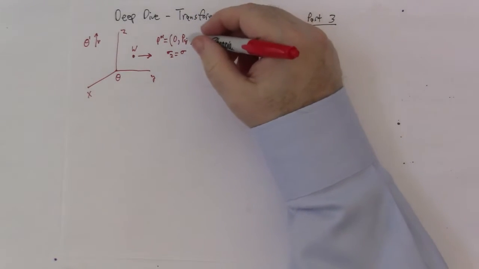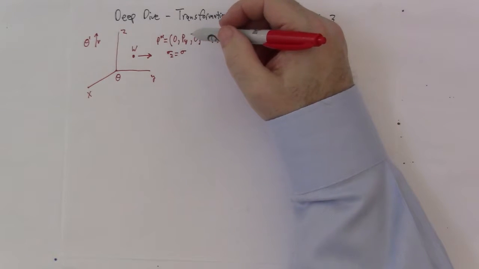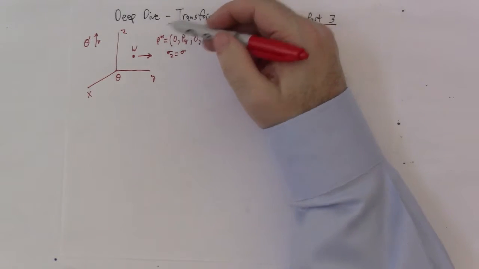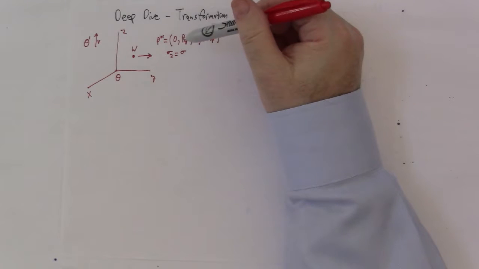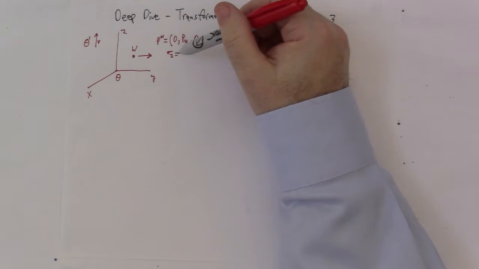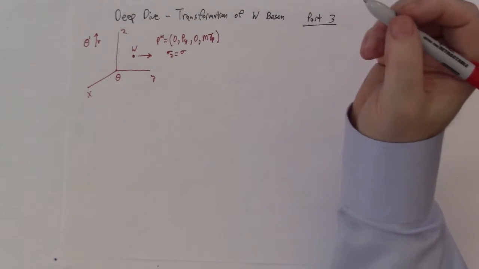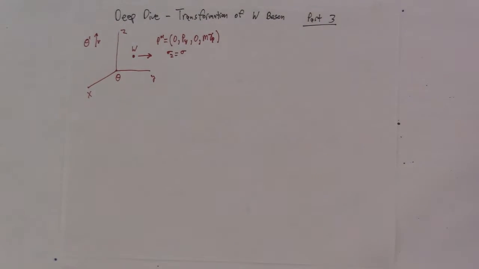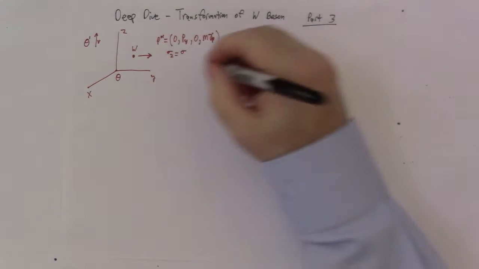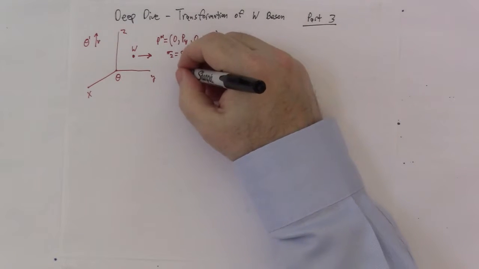And our goal is to find out basically what the 4-momentum is in O prime's frame. That's trivial from relativity. But then to find out what the spin component is in O prime's frame, and that's not so trivial. And last time we arrived at the following formula.